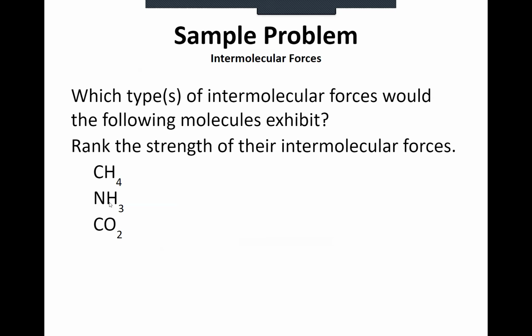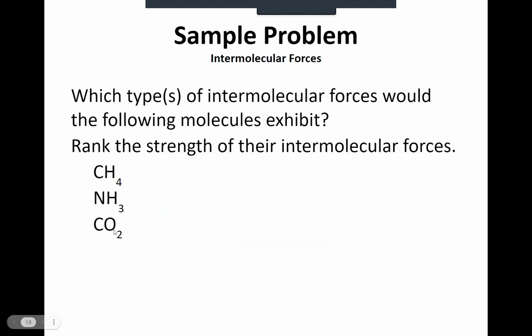How about NH3? In NH3, we have one of those three extremely electronegative elements, nitrogen, bonded directly to hydrogen. That's the recipe for hydrogen bonding. So NH3 participates in hydrogen bonding. It also then necessarily, because of the polar N to H bond, would participate in dipole-dipole attractions, and everything, including nonpolar molecules, but this one's polar, everything participates in London dispersion forces. So all three types of intermolecular forces are at play in NH3.